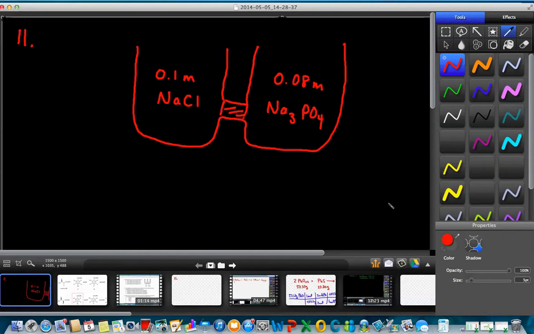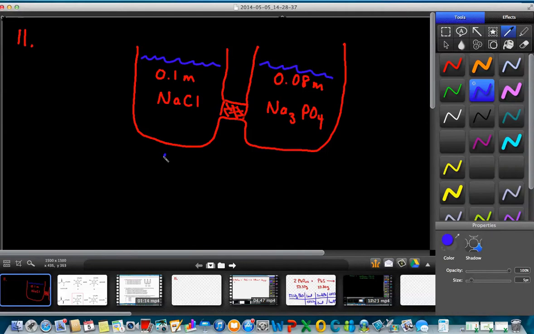All right, so number 11, we have a system that is joined by a semi-permeable connection. Let's say it's filled with something like agarose. And we want to know what is going to happen in terms of whether water or solute will move. First thing is that only the solvent will move, not solute.